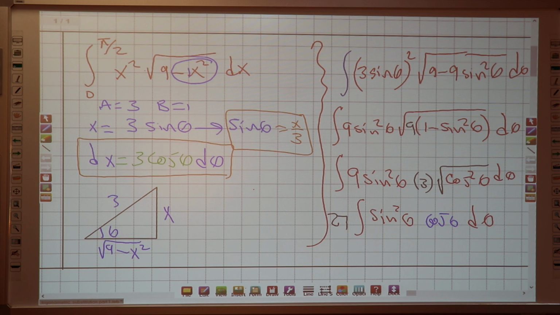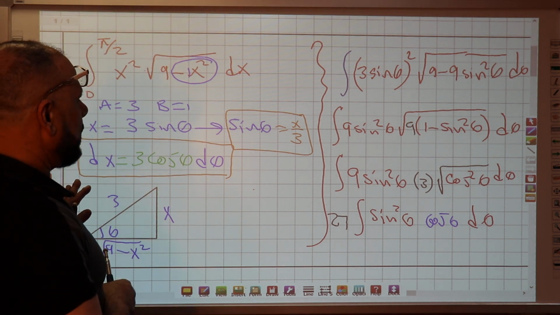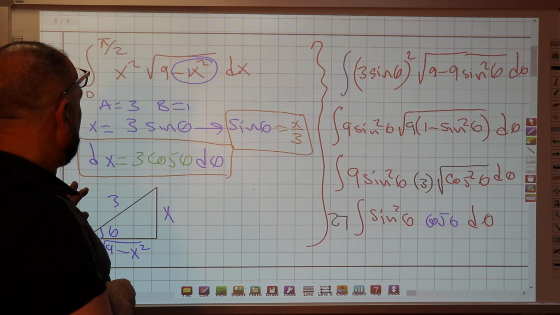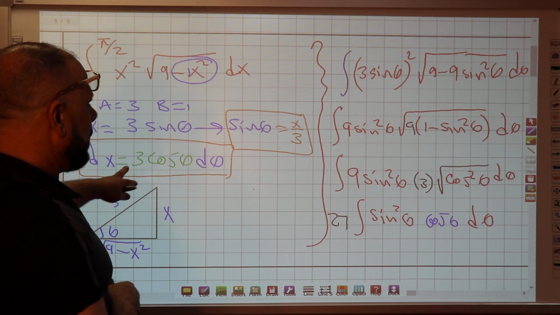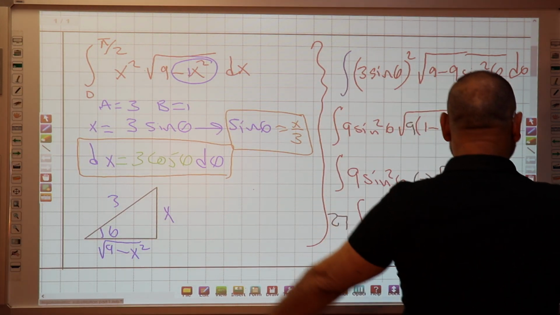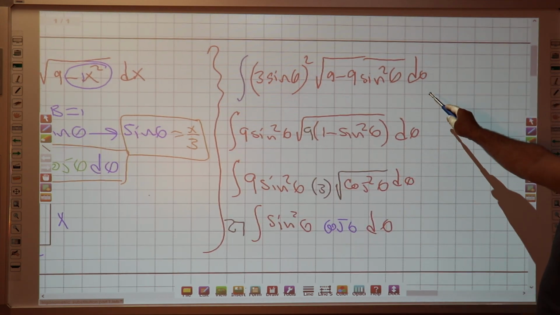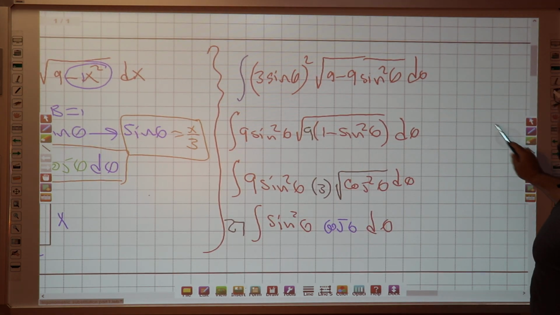At dx, we have, hold on, did we forget something? I think we forgot something, right? Don't you have to put the dx equals 3 cosine theta? Yeah, okay. Here, we have to go back to this one, good.